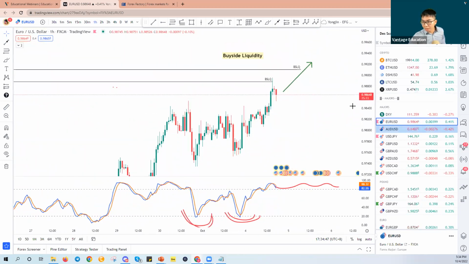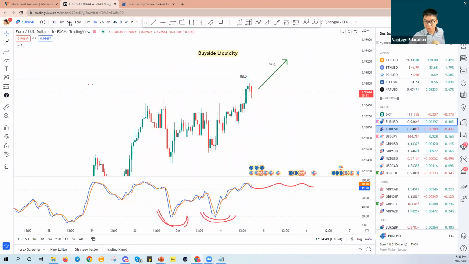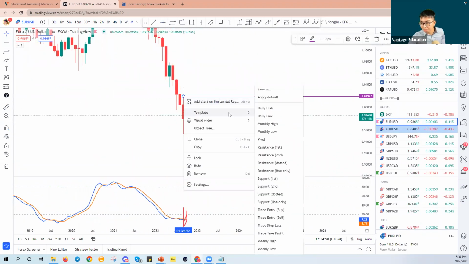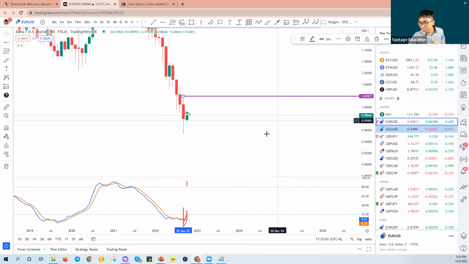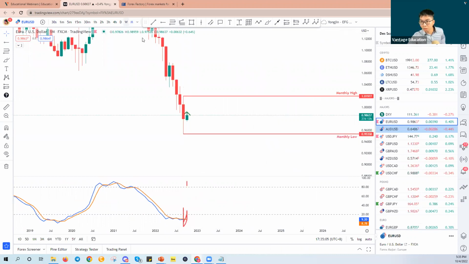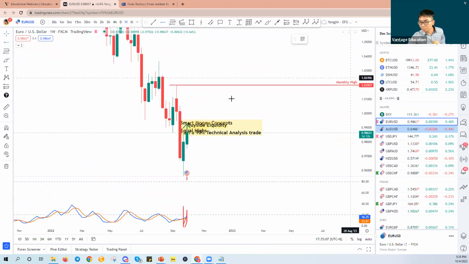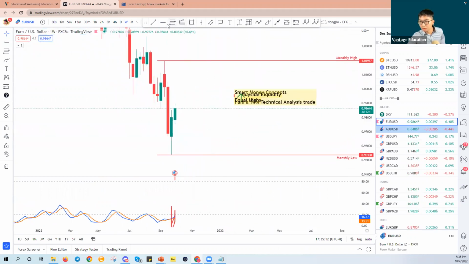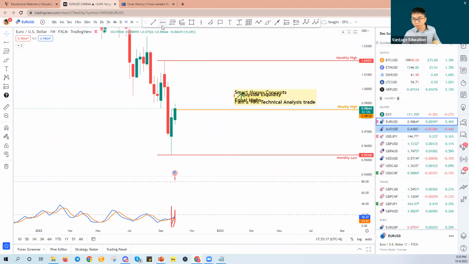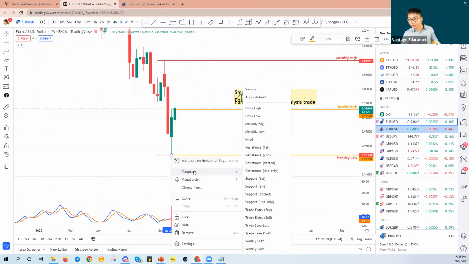Okay, what I like to do is I like to check the overall structure. Okay, I haven't marked out the monthly highs and lows first. It's very important. Let me do a quick one. Monthly low, weekly. Okay, let me get this out the way. Okay, weekly high. Okay, it has already broken past the previous weekly high.